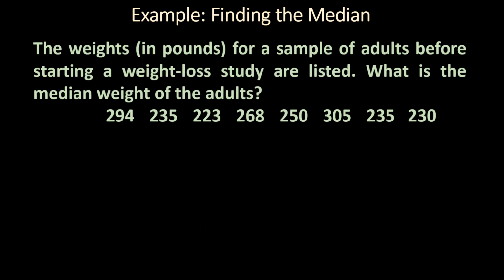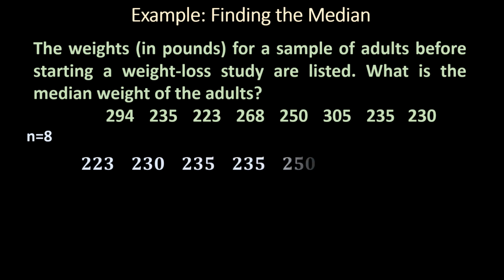Now, let me consider the even number of observations. Here, there are 8 numbers. So, first step, write our data set in increasing order. Then, we know n equals 8. That means there are 8 observations. That is an even number. Therefore, we need to consider two middle numbers. That is 235 and 250. Then what's the median? Median is the average of two middle numbers.